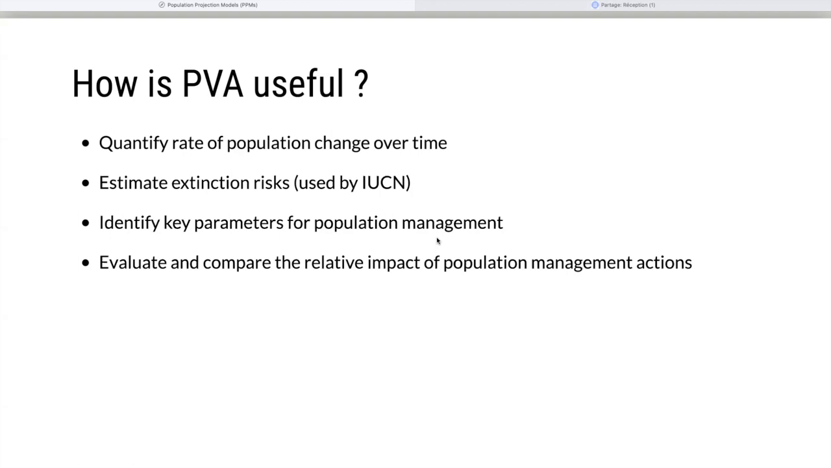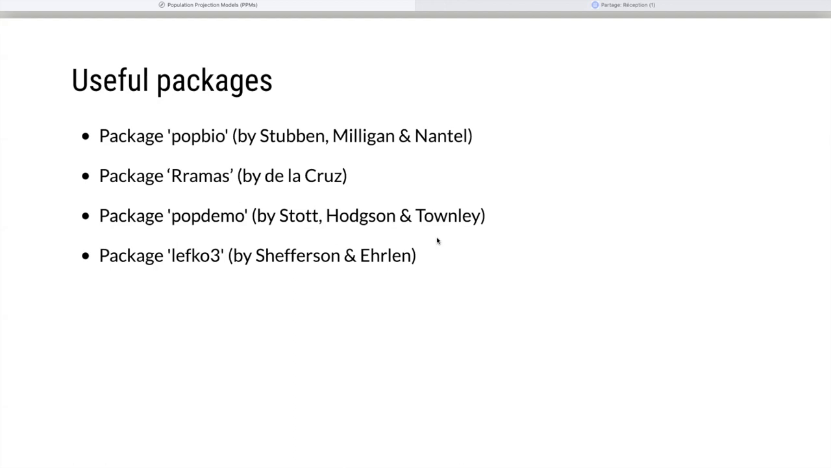Yes, just said this. So yes, that's the main interest of running PVA. Of course, you can do this. There are several useful packages. Here today we use PopBio, but you can have a look at Ramas. Especially this one is cool because I just discovered it recently. It went out in 2022.